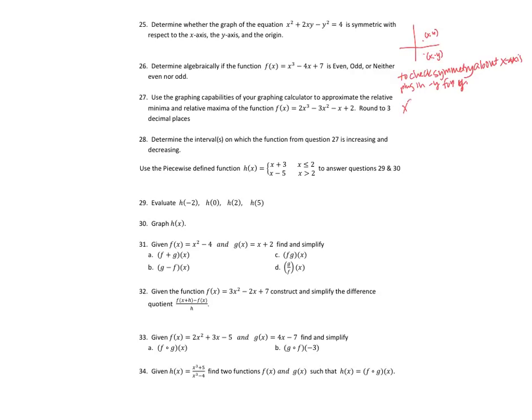So if we do x squared plus 2x times negative y minus negative y squared equals 4, we're going to get x squared minus 2xy minus, and when we square negative y, we get a positive, so minus y squared equals 4. Then we compare, does this look the same as our original function? I can see that it's not the same because this sign that was positive is now negative. So it is not symmetric about the x-axis.